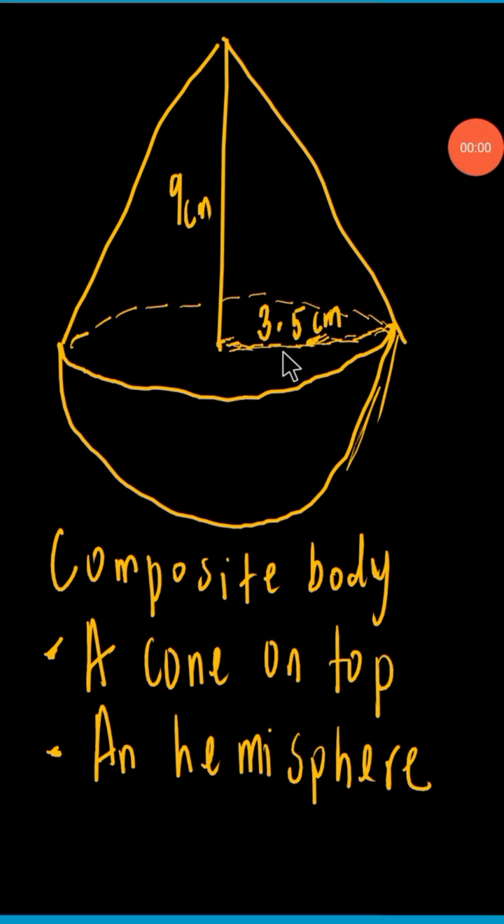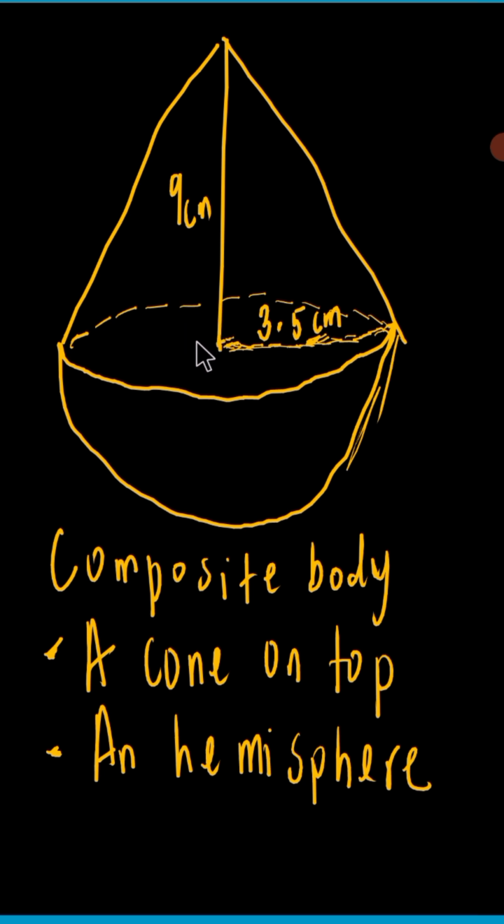Okay. So we are given the radius of the hemisphere and the cone. If you see this shape, this is the cone on top. You see that this is 3.5 centimeter. Both the hemisphere, the shape down, and the cone, the shape up, are sharing 3.5 centimeter. So it means the radius of the cone is 3.5 centimeter, and the radius of the hemisphere is 3.5 centimeter. And this is the height of the cone. Is it clear? So this is the height of the cone.